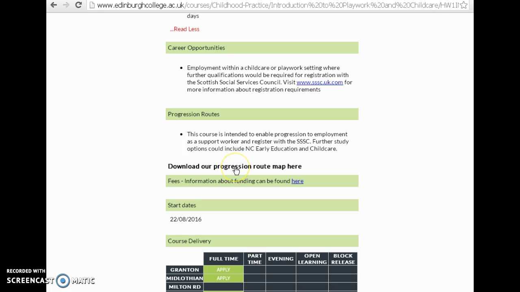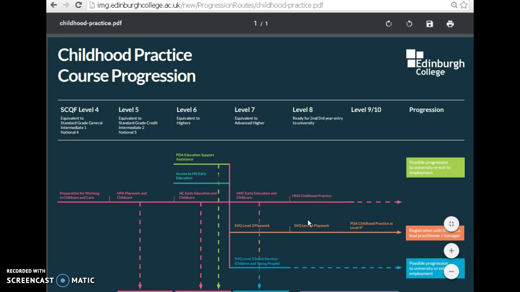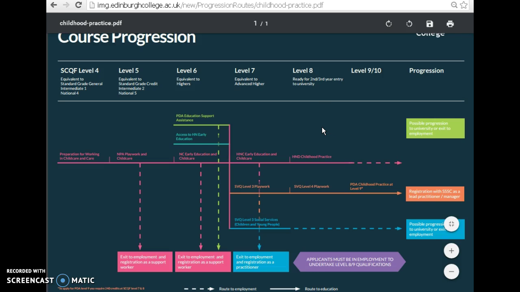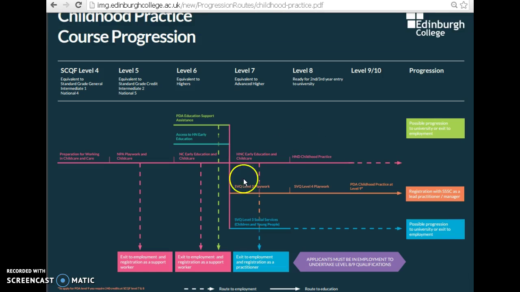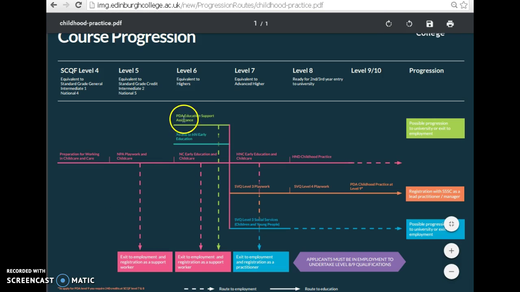So you can download the progression route map by clicking here. The route map has the heading of the area it's about, and it shows possible course progression. So the very starting point is at SCQF level 4, the equivalent of National 4, and you can see there are courses going gradually up through the different levels. If we scroll down a little bit, you can see the course titles.